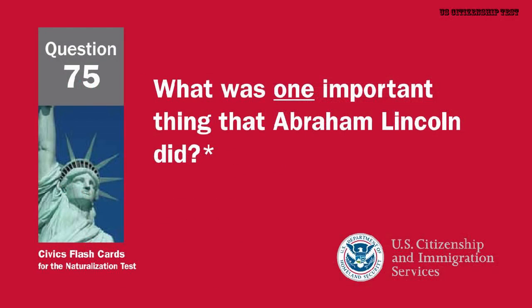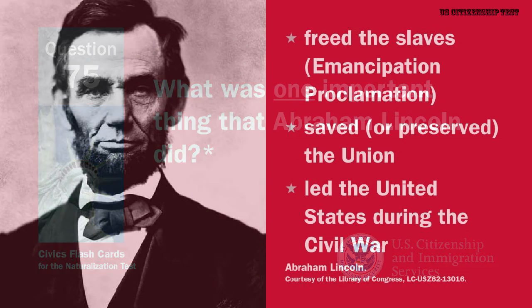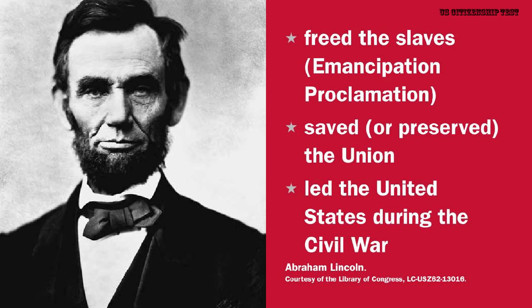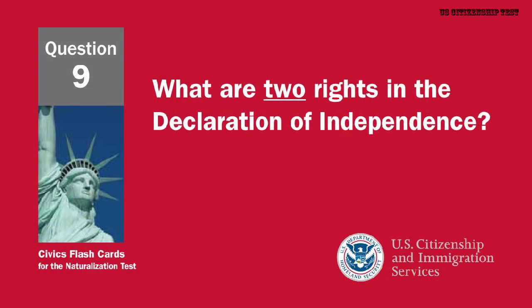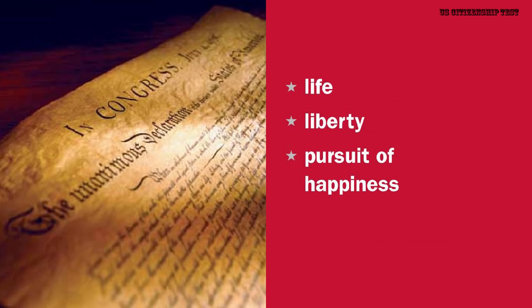What was one important thing that Abraham Lincoln did? Freed the slaves. Emancipation Proclamation. Saved or preserved the Union. Led the United States during the Civil War. What are two rights in the Declaration of Independence? Life, liberty, pursuit of happiness.